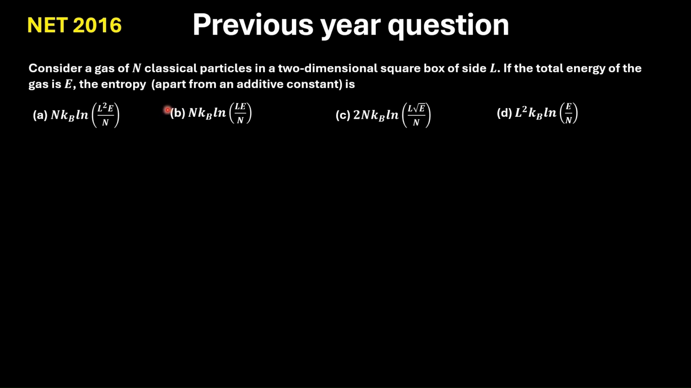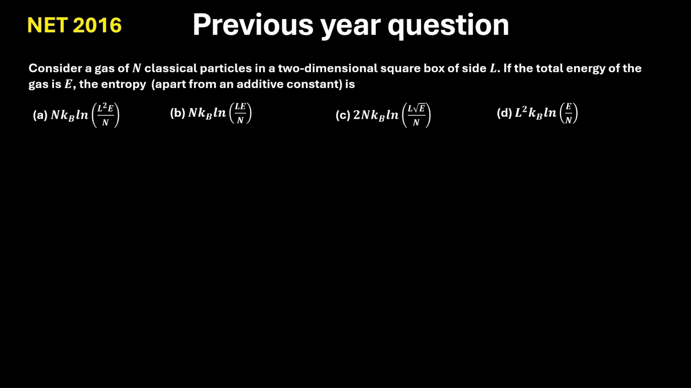Now with all the techniques which we have learned till now in all the videos, now I will discuss some other variants of the partition function problem where they have used some concept of classical mechanics and quantum mechanics. So here we are given n classical particles in a 2-dimensional square box of side L, and if the total energy is E, then we have to find the entropy apart from the additive constant.